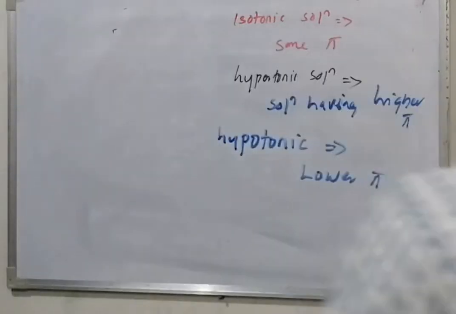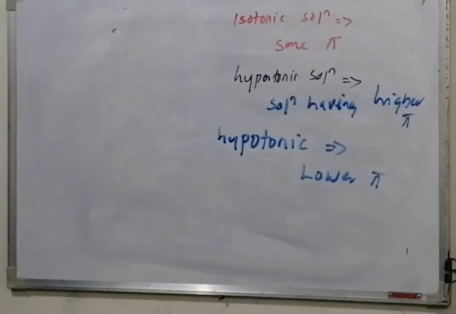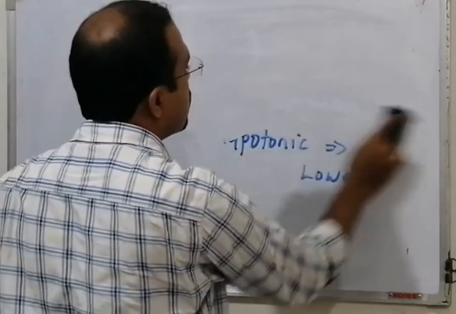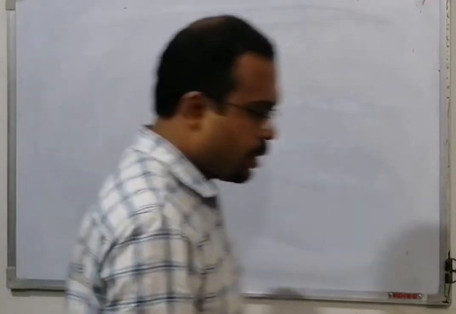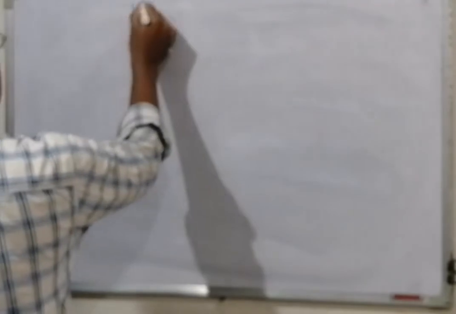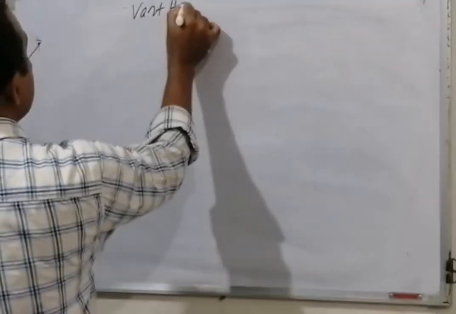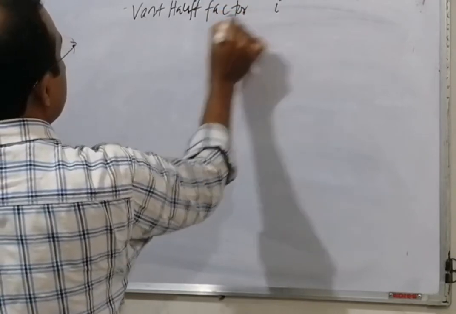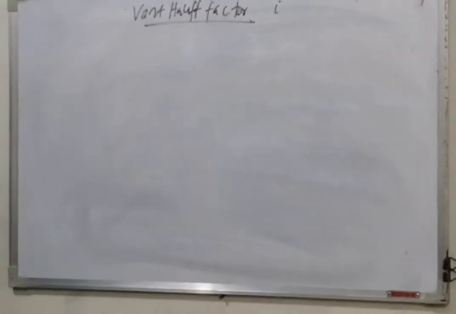Okay. Now, I am going to another very important topic. With this topic, the theory part of the chapter is over. That is, van't Hoff factor i.